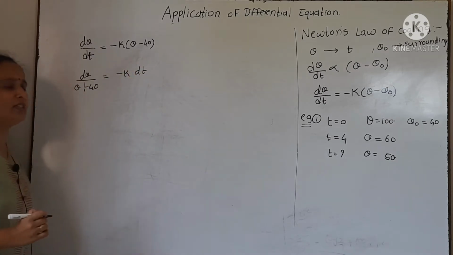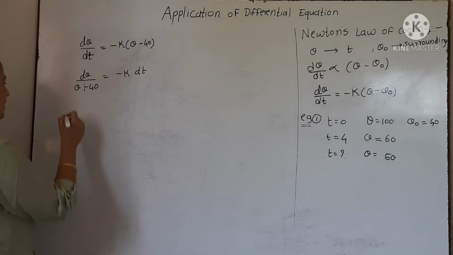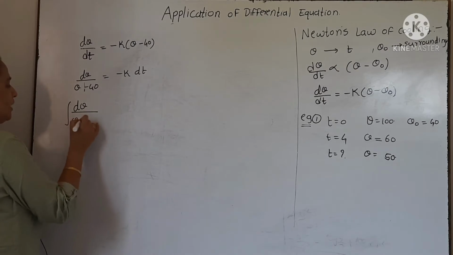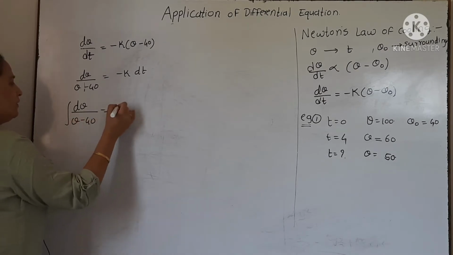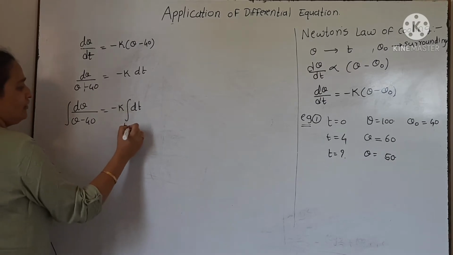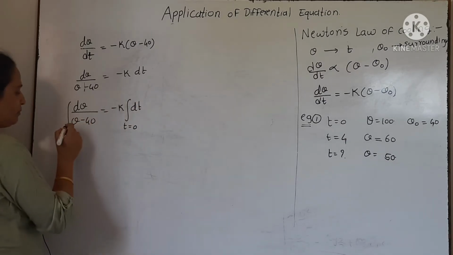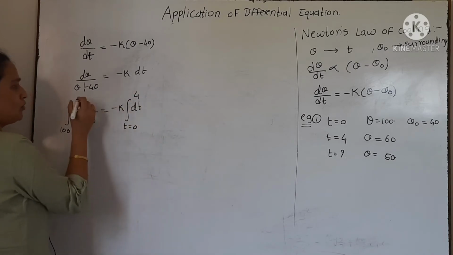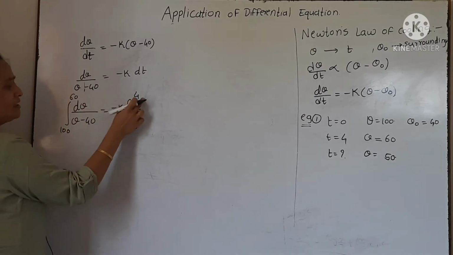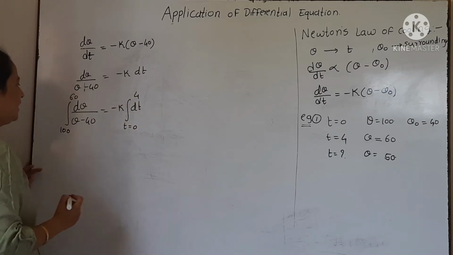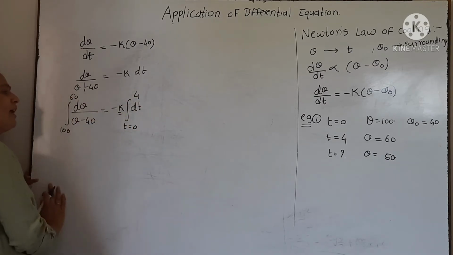Variables of theta on one side, variables of t on another side. We use definite integral d theta upon theta minus 40 equal to minus k integral of dt. Initially when t is equal to 0, the temperature is 100. It drops to 60 degrees Celsius when t is equal to 4. So t is equal to 4, theta is equal to 60. Integrate this. First we'll find the value of the constant of proportionality.